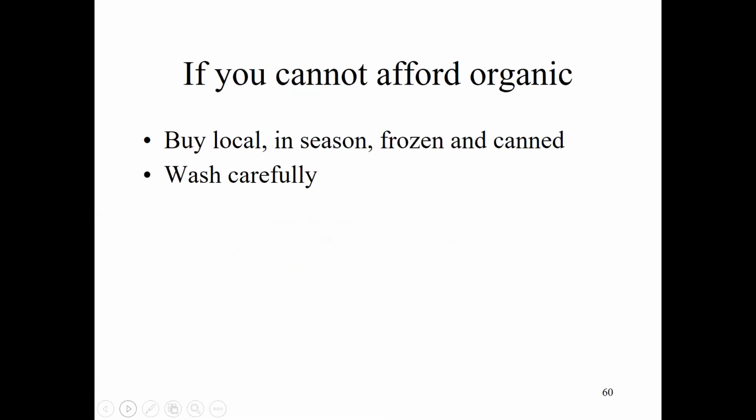Organic is definitely more expensive a lot of times. If you can't afford it, you can still eat produce. If you buy local in season, frozen and canned, those can be very healthy and less expensive choices. Fresh produce, if you wash it carefully, you can really get off most of the things like pesticides that you might have been worried about on the conventionally grown.